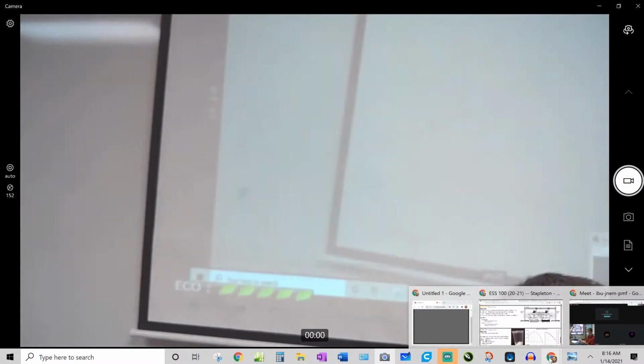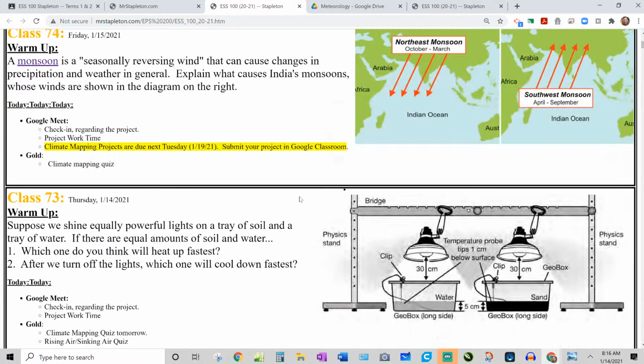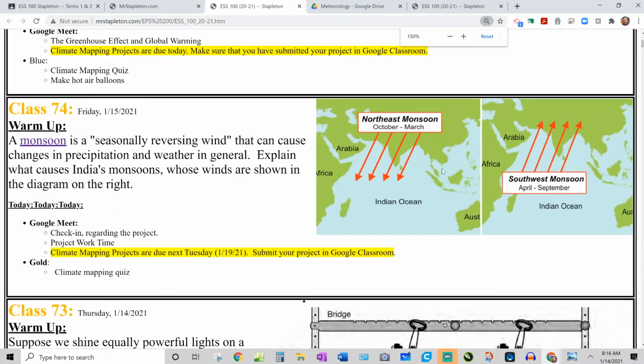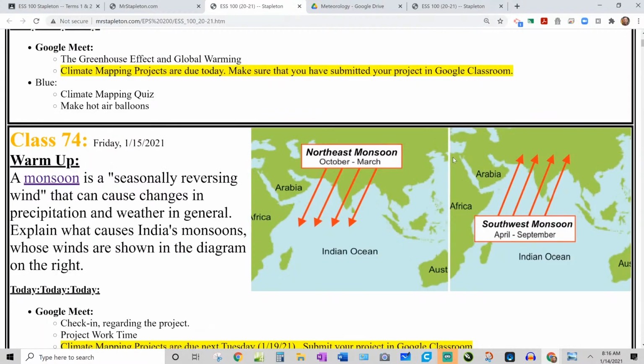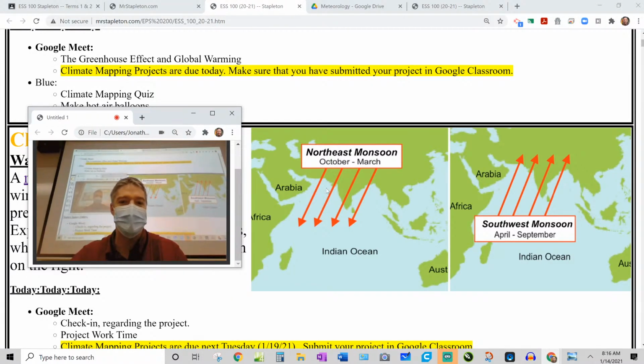Let me unmute this and go to here. And just to give you a preview of tomorrow's warm-up, this is about monsoons. So monsoons are winds, but when you hear the word monsoon, it's probably related to rain. They have a lot of rain. There's some famous monsoon rains in India where they just get tons and tons of rain, and then they have a dry season.